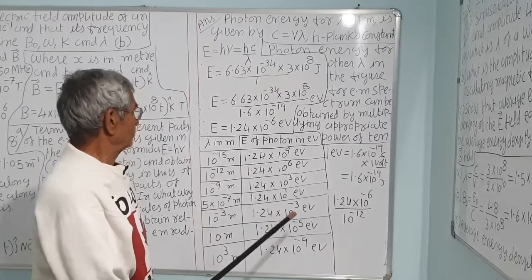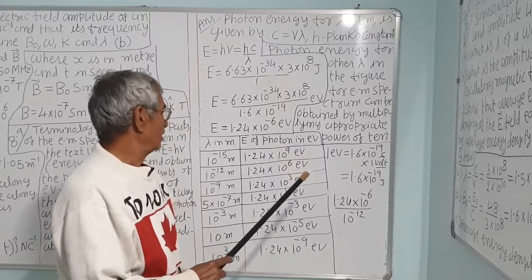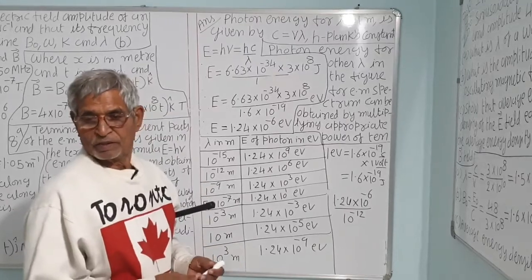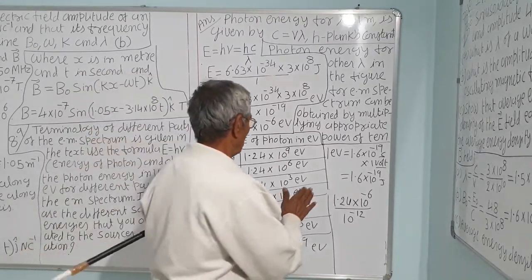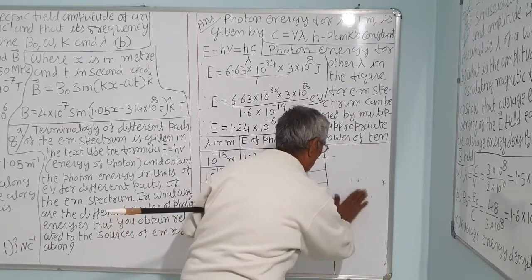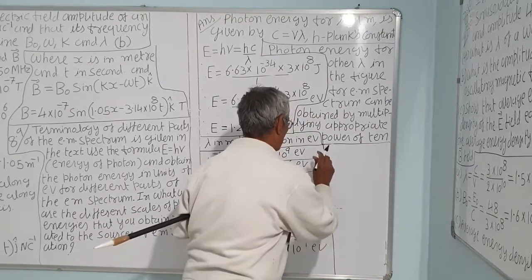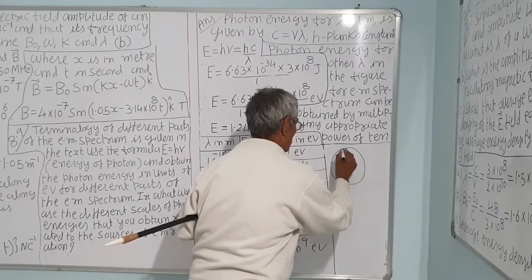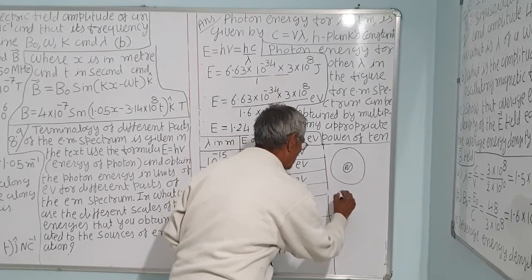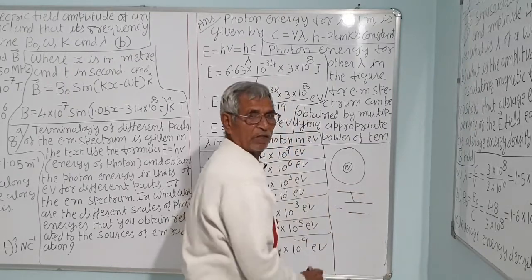Now, what is the source? The source for this very high energy, that is gamma rays, is the transition between two stages in the nucleus. As we know that there are different energy levels in the atom's orbit, similarly, in the nucleus also there are different stages. So gamma rays are emitted when a transition takes place in the nucleus. These are the nucleus energy levels.